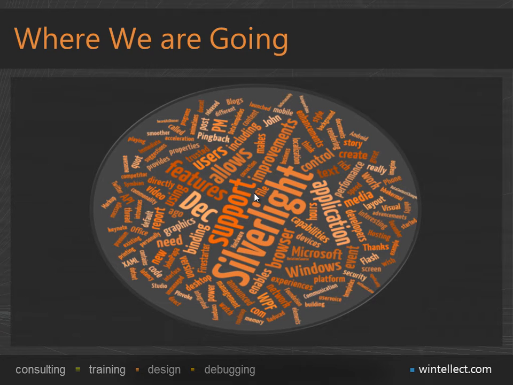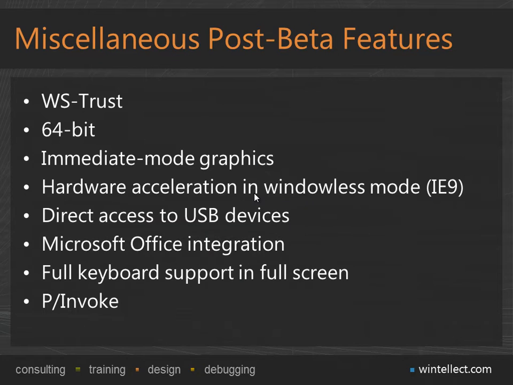So now we get to jump into the fun stuff, which is where we're going with Silverlight 5. And this is a tag cloud that probably has some random things that I don't want in it, maybe some that I do. I grabbed it off the Silverlight 5 page, and let's take a look at what's there.